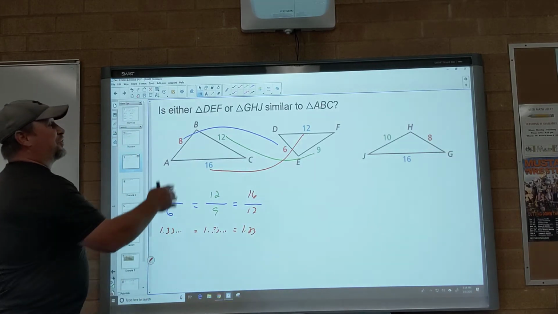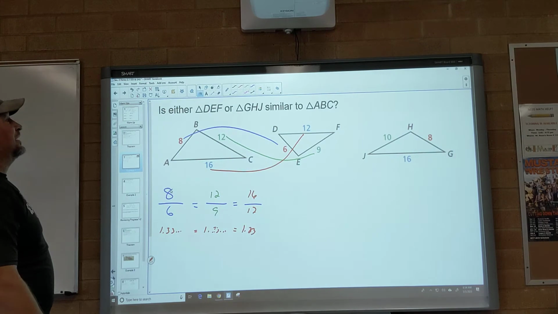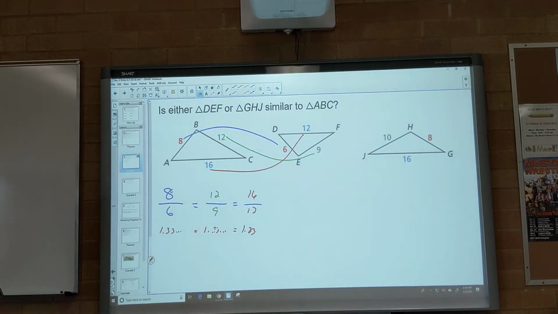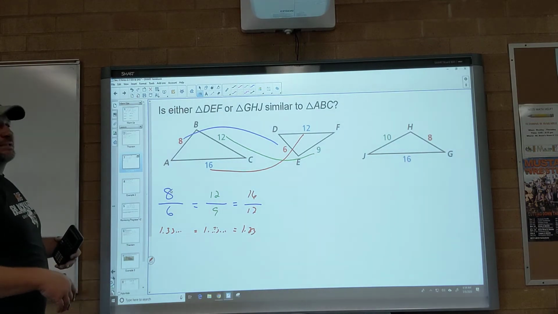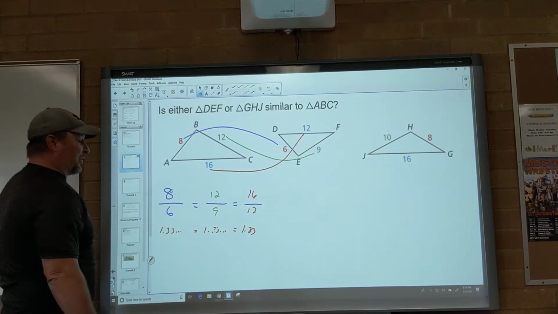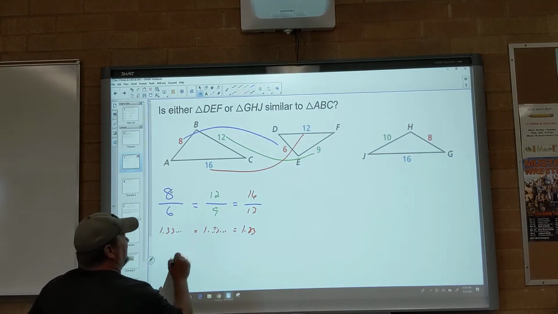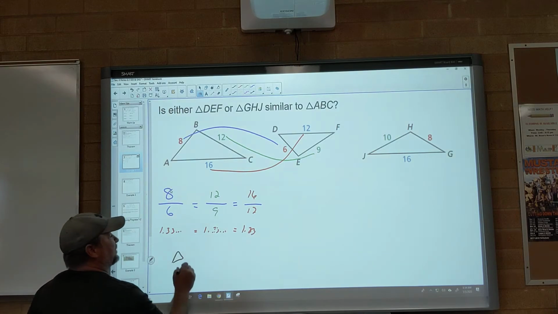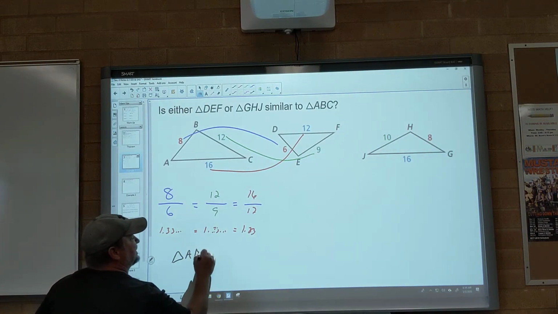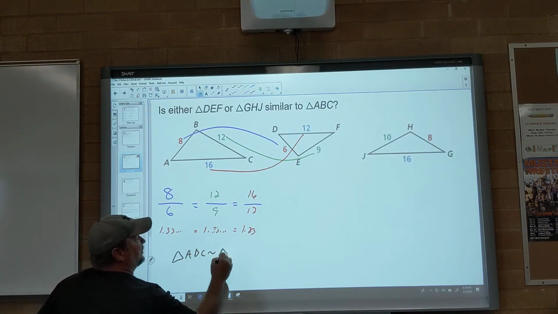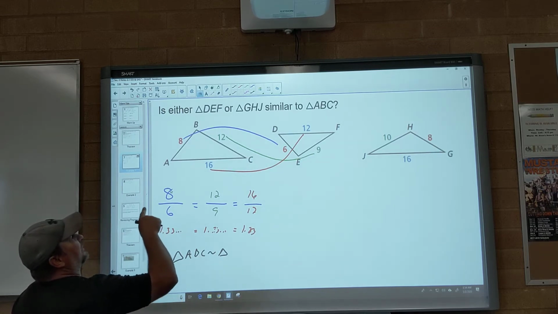So are these two triangles similar? Absolutely. So now we would write a statement. It didn't ask for a statement, but I want to write one because it's good practice for you. Okay, so I'm going to say ABC. Remember, it never matters how you pick it first. Triangle ABC is similar to triangle. Now we need to match this up correctly.